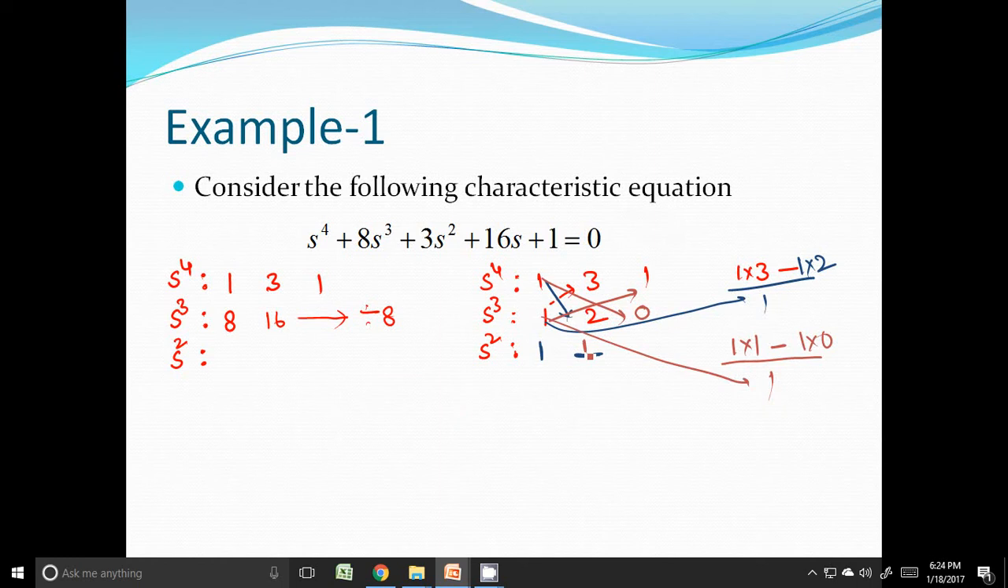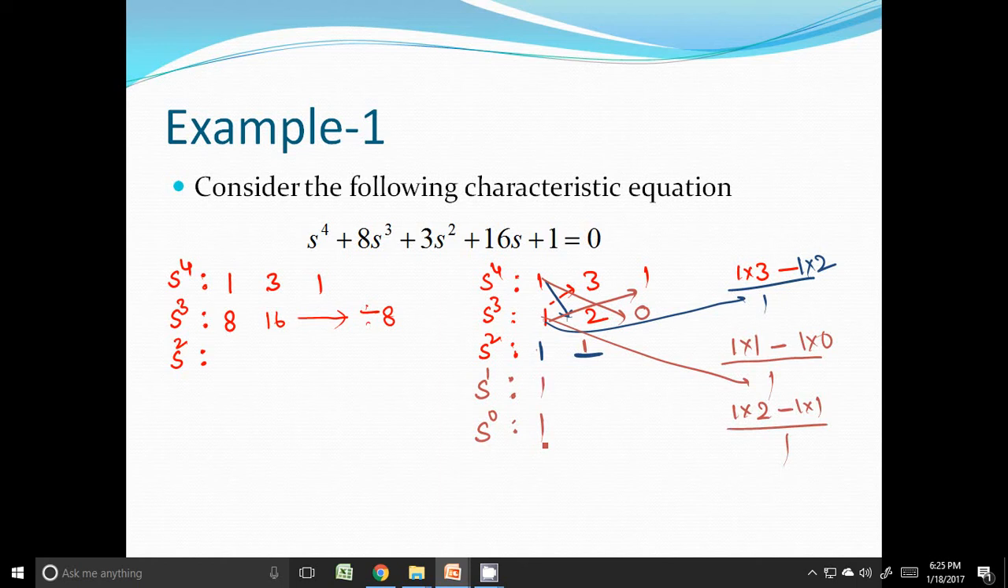Similarly, calculate the s power 1 row. If you calculate, it is 1 into 2 minus 1 into 1, divided by 1. So you will get the s power 1 row as 1, and the s power 0 row also 1.